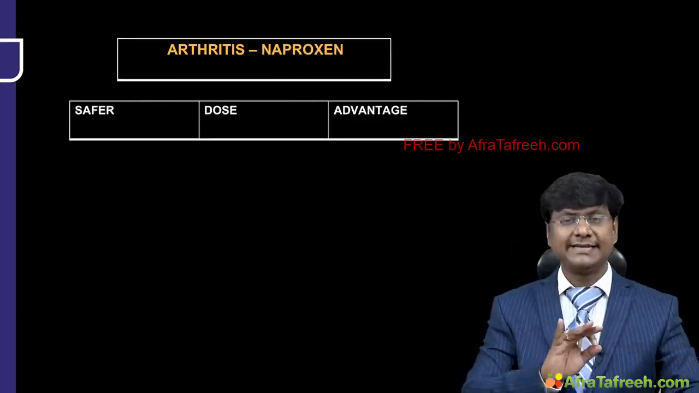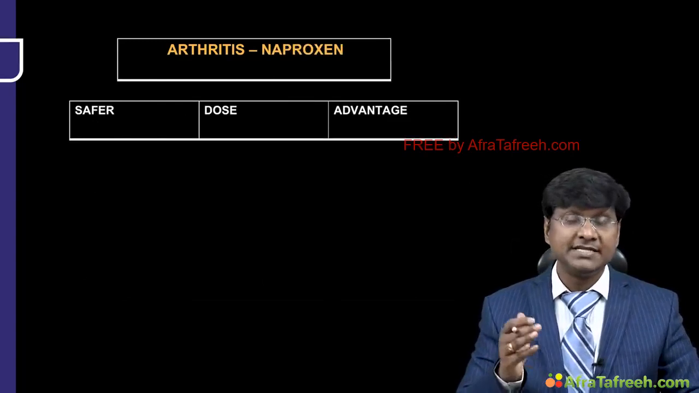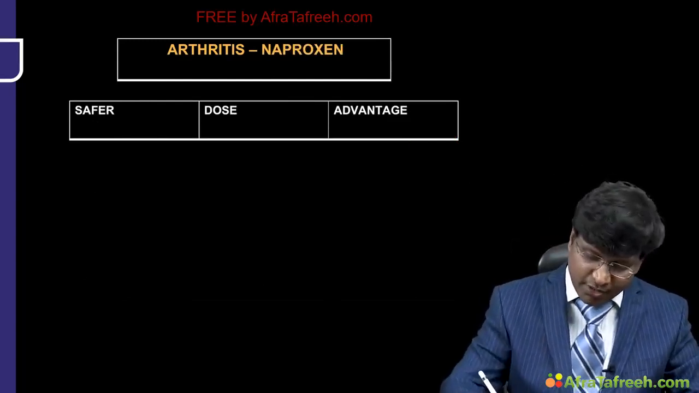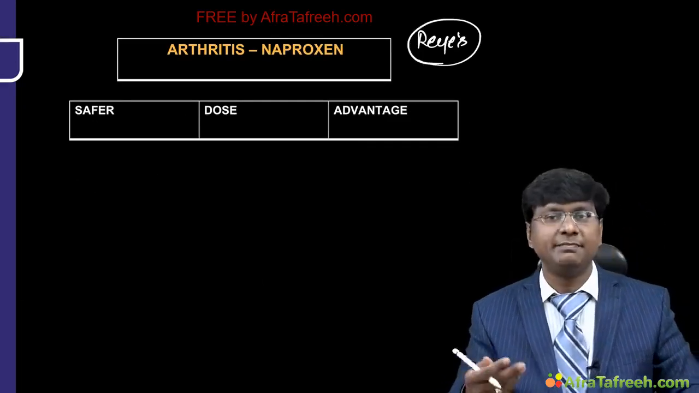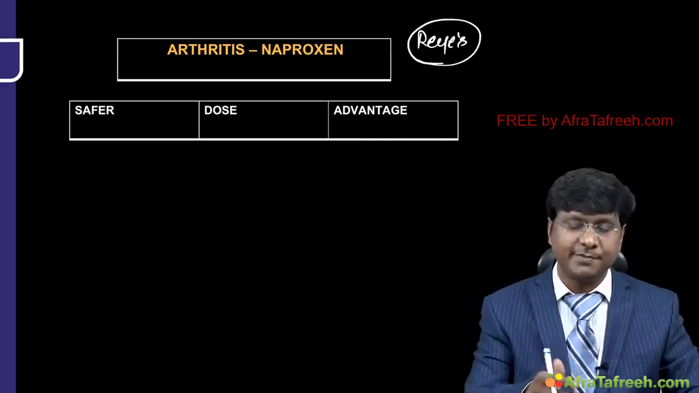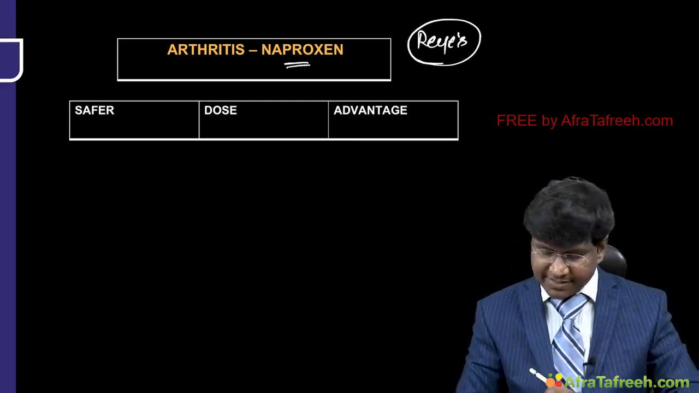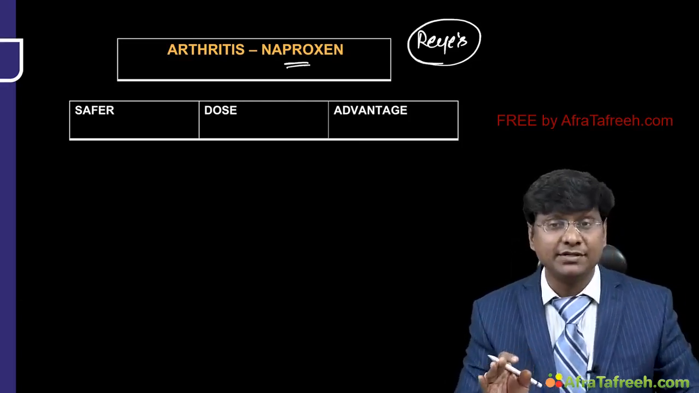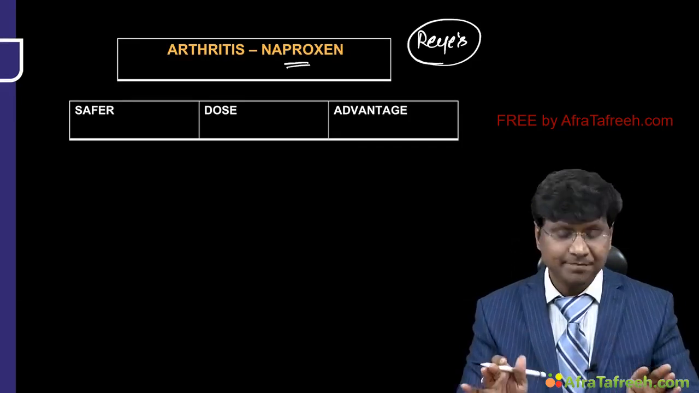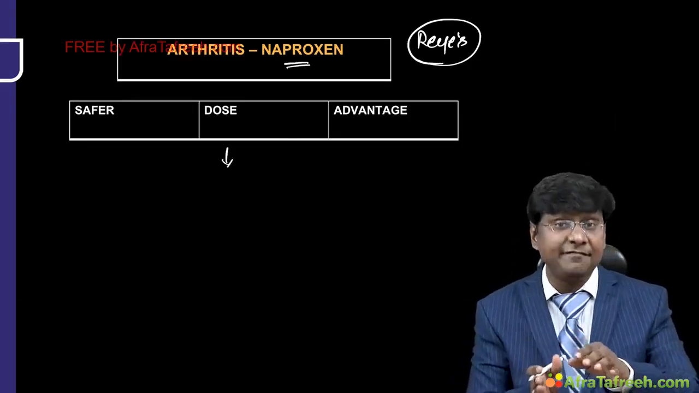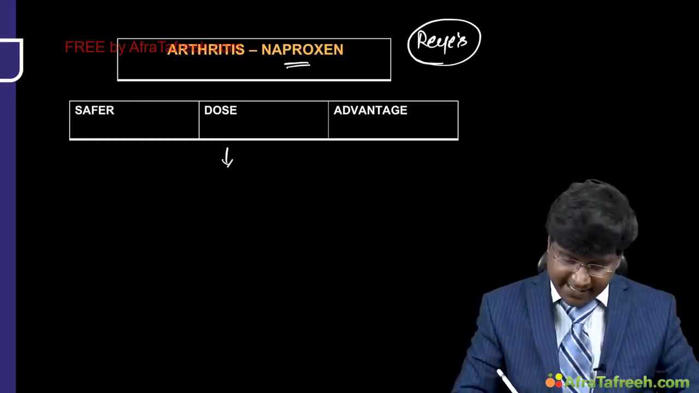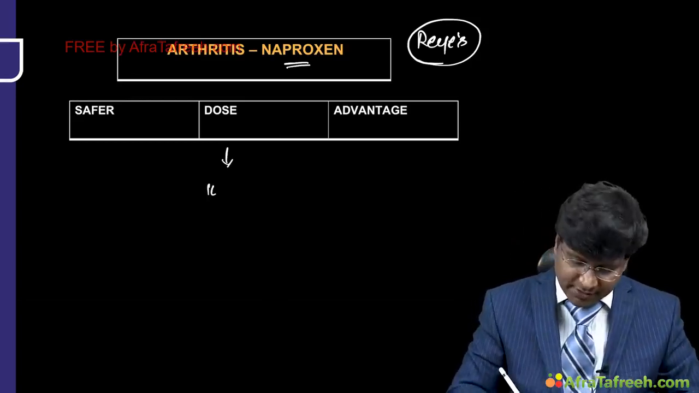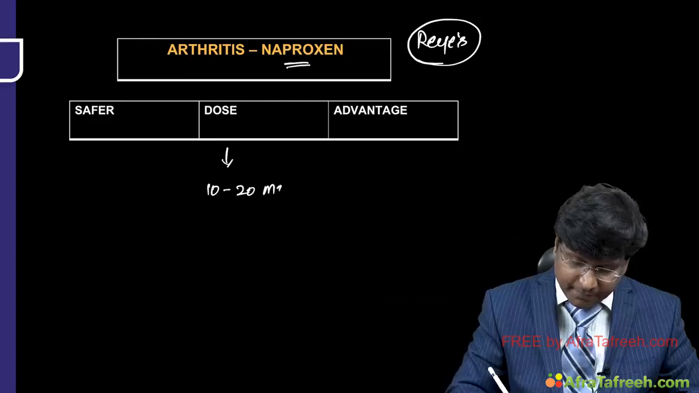But some children cannot tolerate aspirin. There is a chance of development of a syndrome called Reye's syndrome. So in those individuals who are at increased risk of development of Reye's syndrome or toxicities of aspirin, you need to give naproxen. This naproxen is safer than aspirin, right? And the dose you give is 10 to 20 milligrams per kg per day.